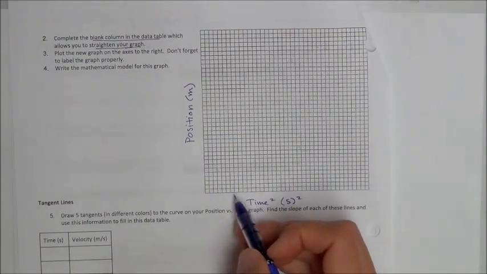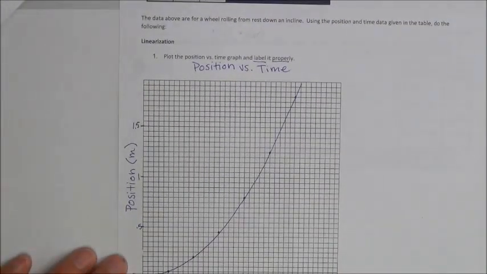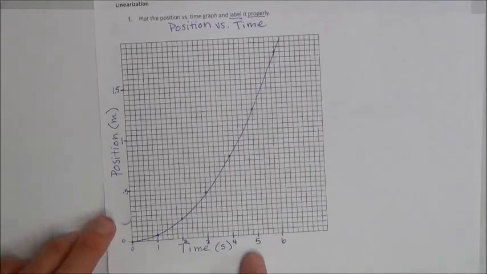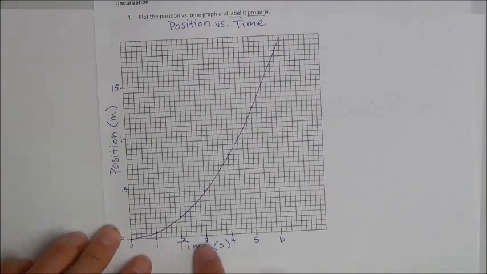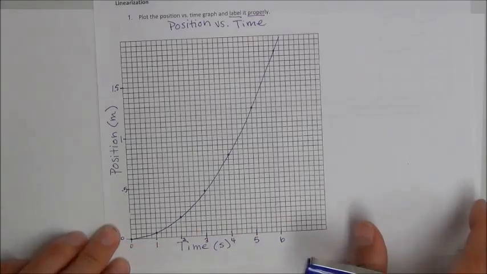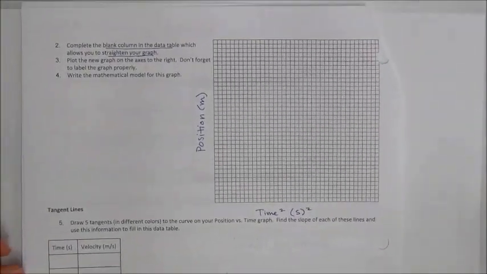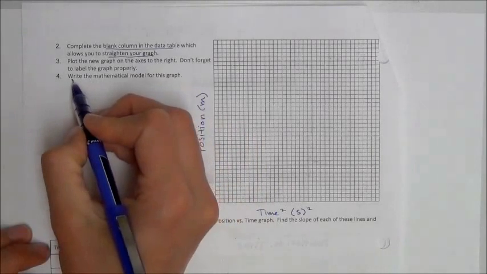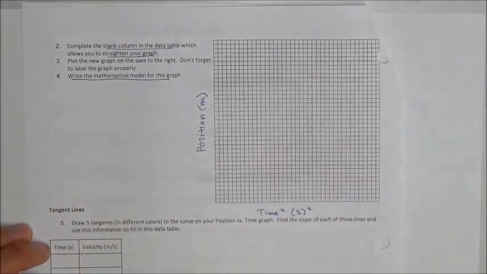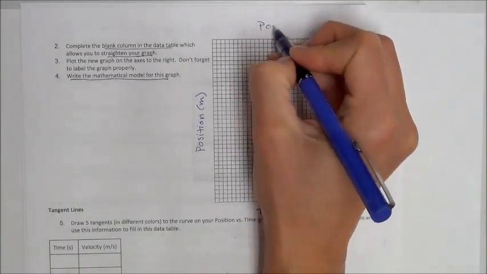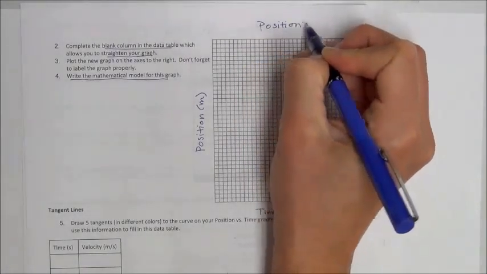A common mistake is keeping the same spacing for the data points here and putting on the x-axis 1, 4, 9, 16, 25, 36. But remember that each box needs to represent the same number of seconds. So go ahead and do that now. And then your next step is to write your mathematical model for this graph. Don't forget to label it too.